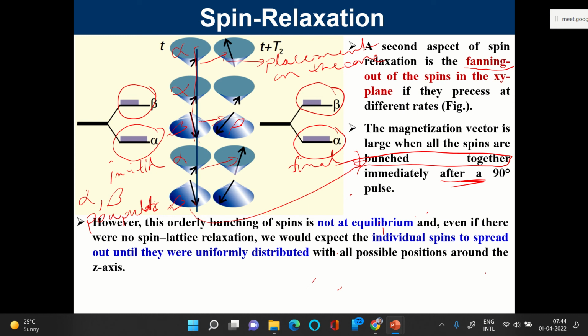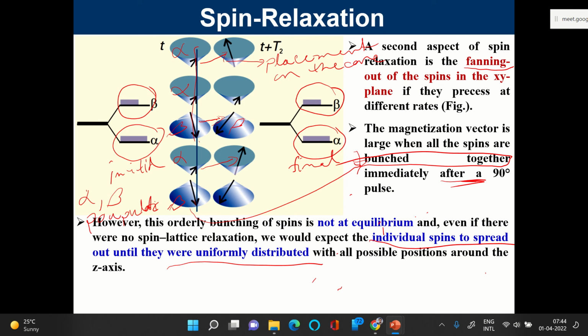So they will get back to equilibrium where all the spins were pointing randomly on the cone. They were placed on the cone, but the placement on the cone is random. So individual spins spread out until they are uniformly distributed. So there is randomization of the spin vectors on the cone.